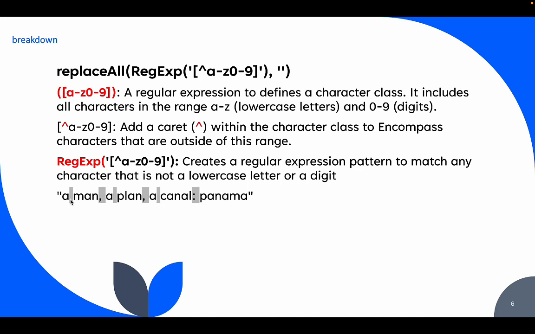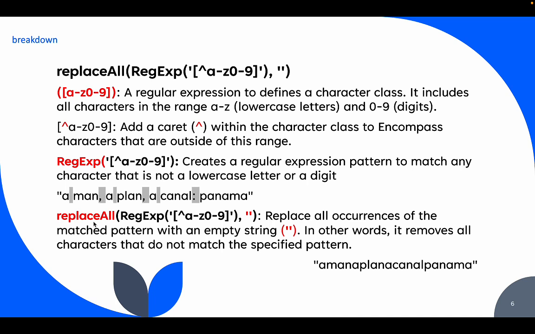So we're going to remove this space first of all, comma and space, then another space, this comma and space, another space, and colon and space. After removing these, we are going to replace them with what? With an empty string, and we replace them by using this method, replaceAll, and we add this empty string at the end. So this will replace all occurrences of the matched pattern with an empty string. In other words, it removes all characters that do not match the specified pattern. And our string will become like this: amanaplanacanalpanama.